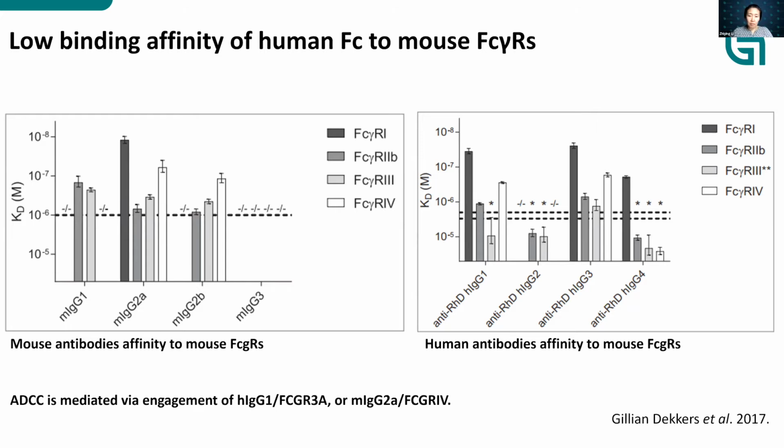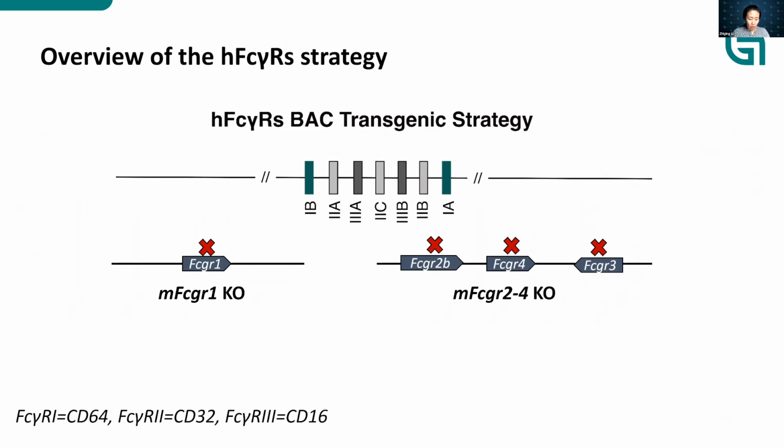So by and large, I hope I have given you enough information. There's good solid evidence that to evaluate human therapy in the mouse, and in particular if the therapy has the potential to engage the FcγR, we might think about how we can make the mouse a better system for the testing, and for the translation from mouse to human. So that's really where we decided that we need to make a humanized FcγR receptor mouse.